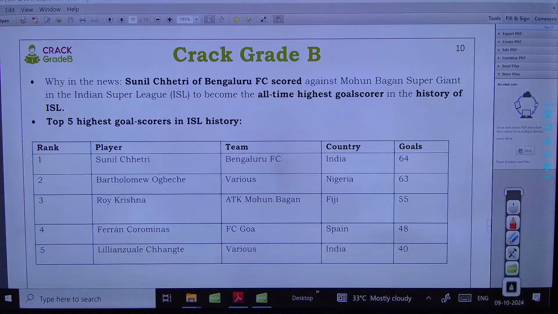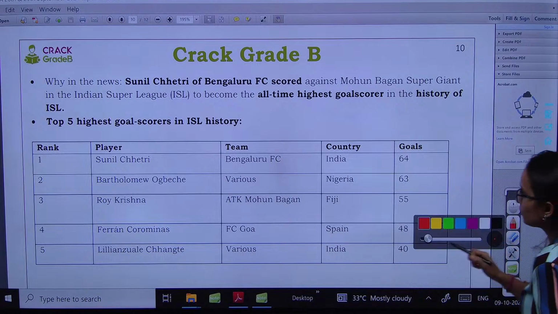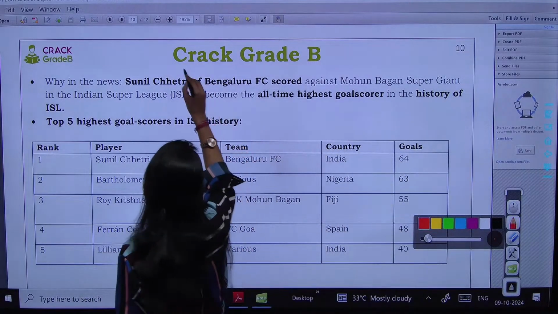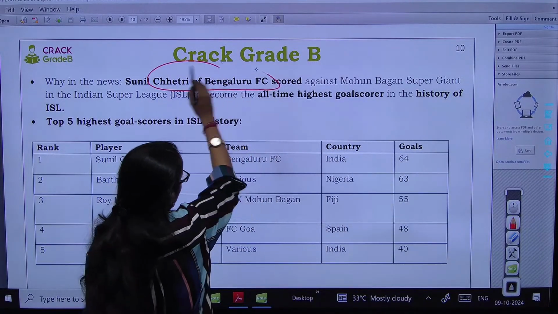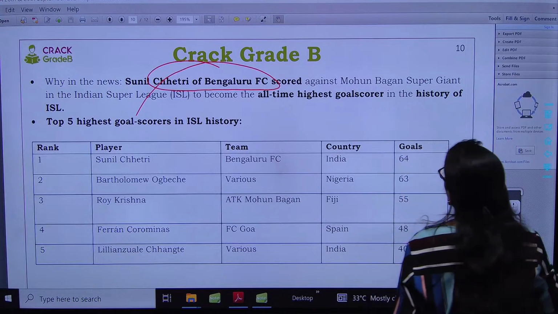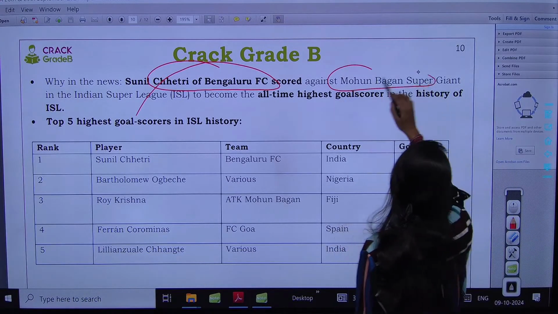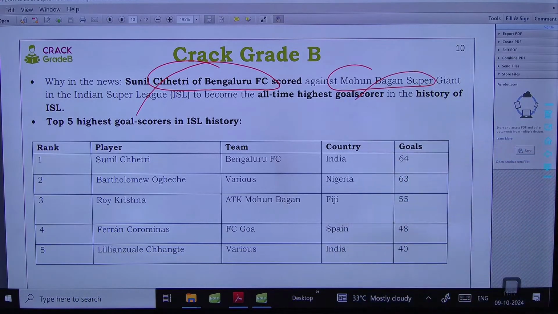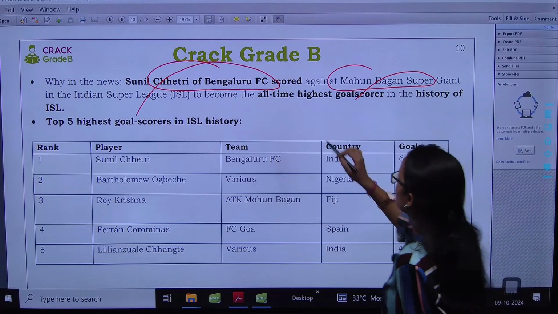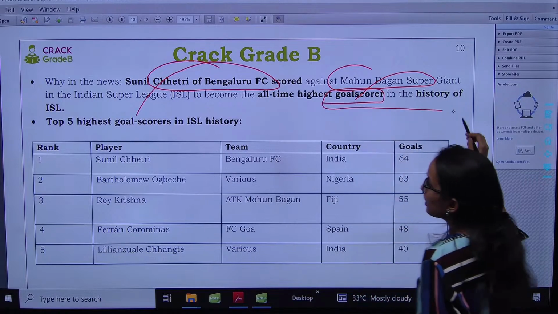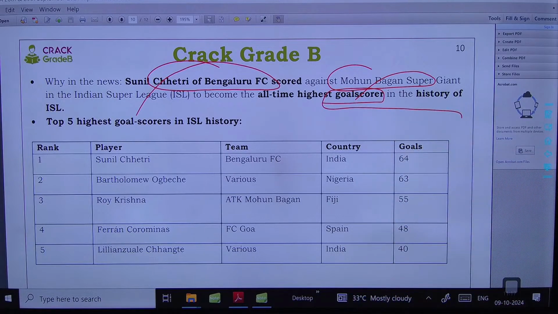So 70th edition will be there. Now, next in these sports, your Sunil Chhetri from Bengaluru. Sunil Chhetri from Bengaluru Football Club has scored against Mohan Bagan Super Giant in the Indian Super League to become the all-time highest goal scorer in the history of the ISL or the Indian Super League.